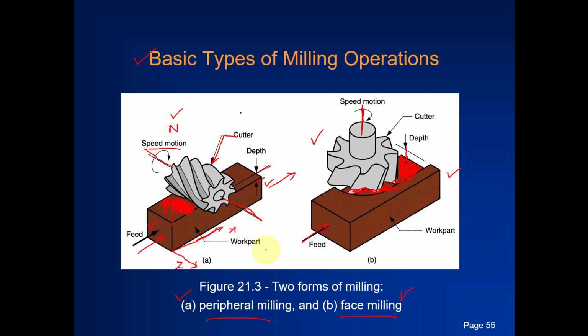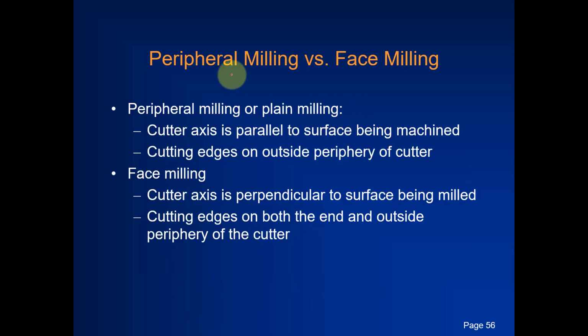Clear? There is no difference in the part that is produced, the only difference is the axis of rotation and the surface orientation. In peripheral milling, the axis of rotation is parallel to the surface, while in face milling, the axis of rotation is perpendicular to the surface. We will see in the next slides that there are different types of peripheral milling and face milling. Both types will give you the same shape, but the difference is only the orientation of the rotational axis. So, peripheral milling versus face milling.